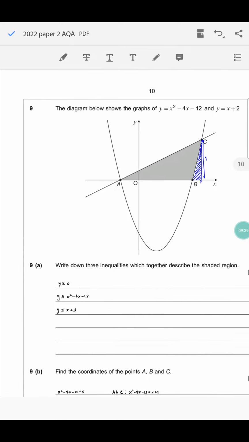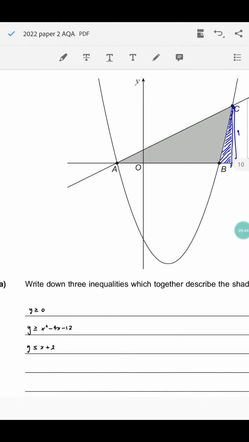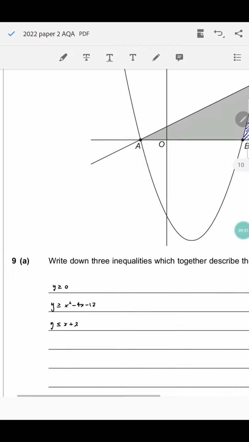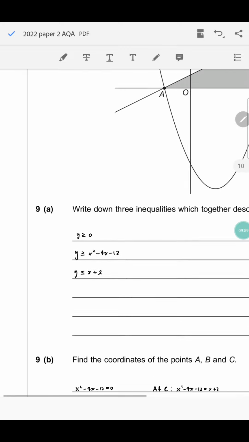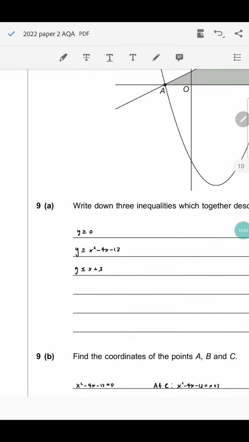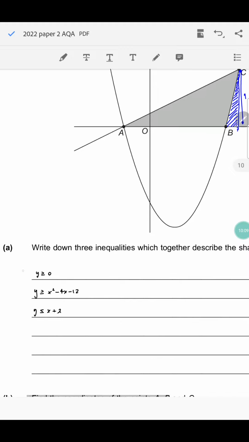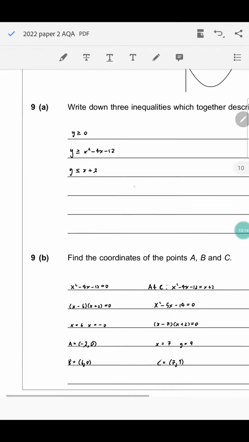Now this is about inequalities to define the region. Y has to be greater than or equal to 0 because we know the region is above this line. We know that y has to be greater than or equal to x squared minus 4x minus 12 because we know it's above this curve. And y has to be less than or equal to x plus 2 because that's this diagonal line, and we know that the region is below it, so it has to be less than or equal to. They're all less than or equal to or greater than or equal to because they're all bold lines.